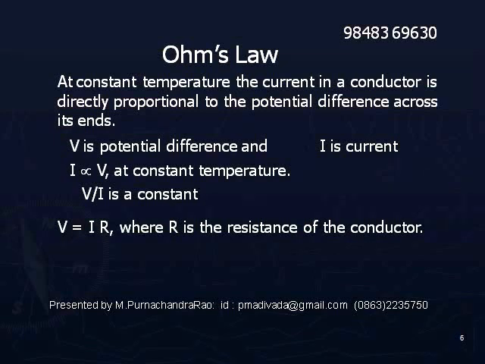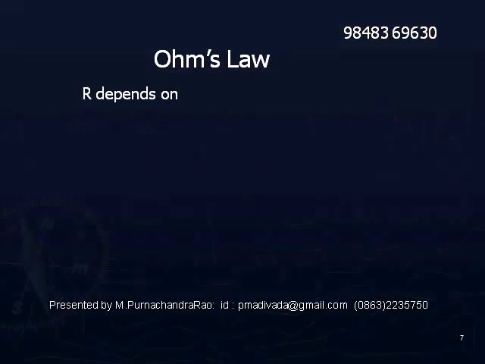But the ratio V by I is a constant. That constant is termed as the resistance of the conductor. So Ohm's law is mathematically written as V is equal to IR. R is the resistance of the conductor. Its unit is ohm.